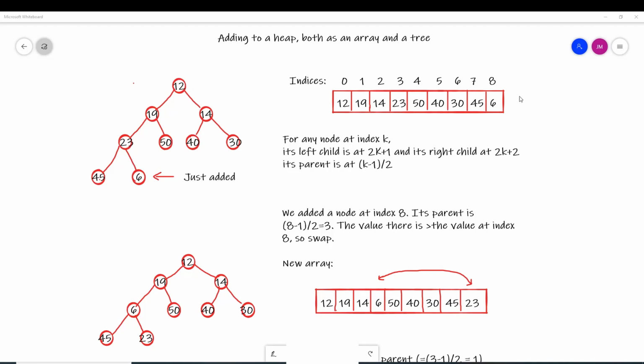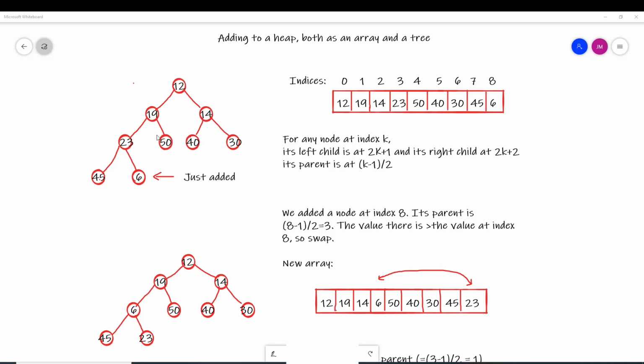And here we have it as an array, and we see that that number 6 is in the array at index 8. 0, 1, 2, 3, 4, 5, 6, 7, and 8. We also remember that for any node at index k, its left child is at 2k plus 1, its right child at 2k plus 2. Its parent, we haven't seen that before, but I'm telling you now, its parent is at (k minus 1) divided by 2. And let's just try that.